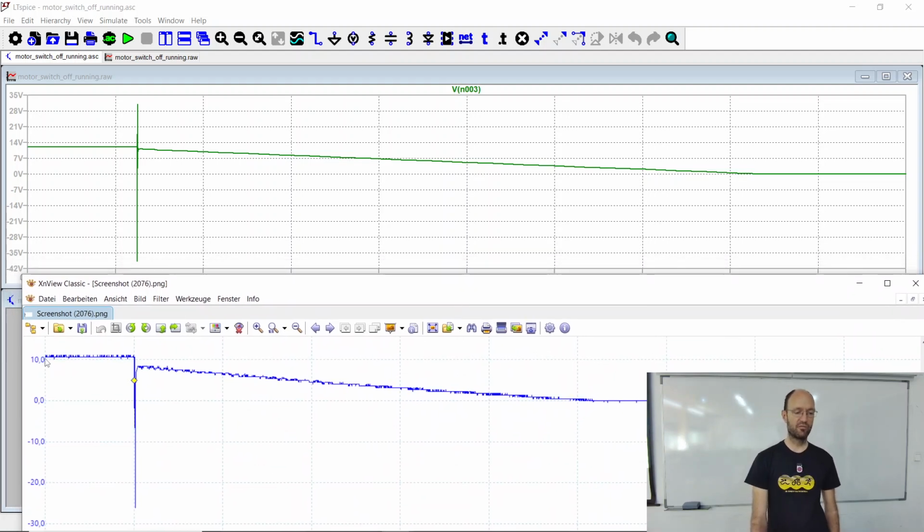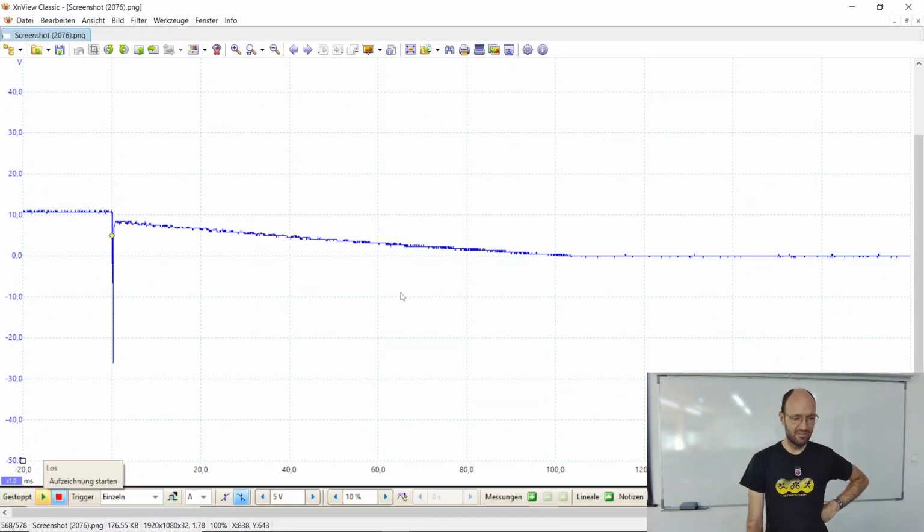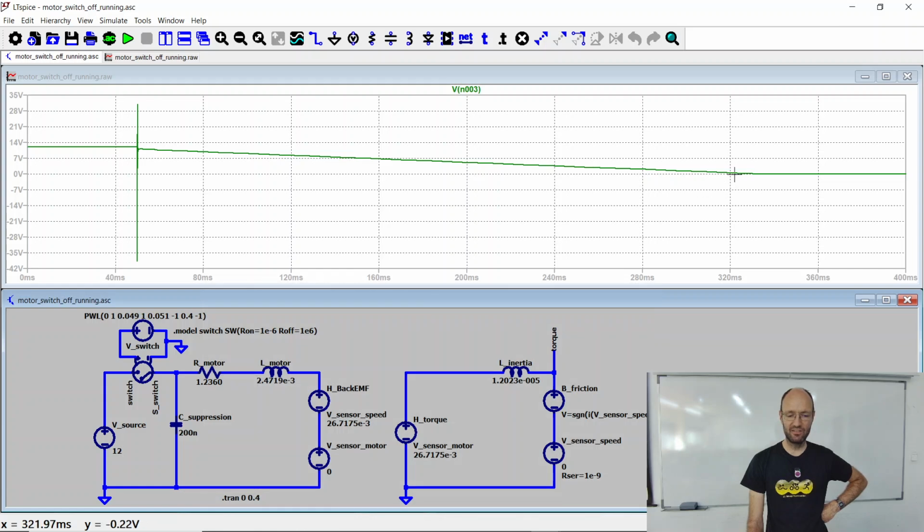Yeah, so here we have the source voltage, we switch off, we get this kind of transient, and then the motor is still rotating, acting like a generator, producing this counter electromotive force until the energy that is stored in the inertia of the motor has gone into friction, and then we just measure 0 voltage. And I think the difference between my measurement here is that this happened in something like 100 milliseconds, and in my simulation here it takes something like 300 milliseconds.